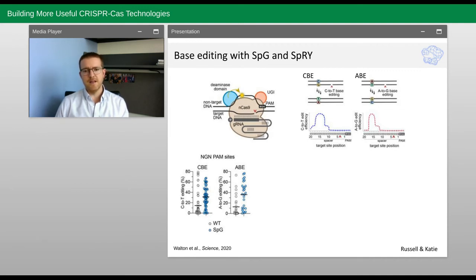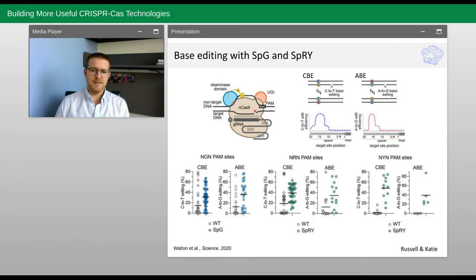We also tried SPG as an A to G base editor, where again each dot represents editing of an A within a specific target site. The vast majority of these high data points are A's that fall within the middle of the edit window, and some of these lower A's are ones that generally fall on the border of the edit window. But the take-home message here is that these SPG CBEs and ABEs are effective at making edits that we couldn't make before with wild-type Cas9.